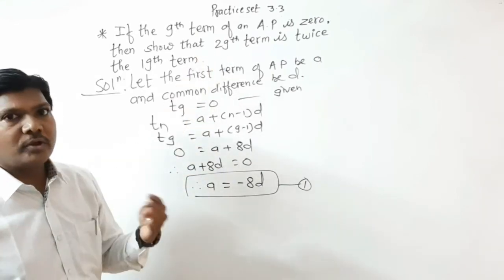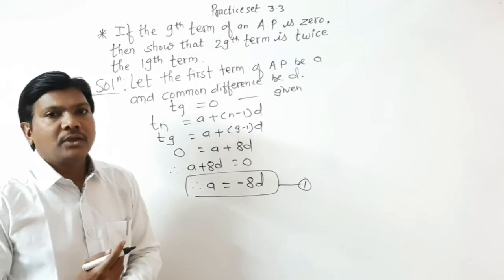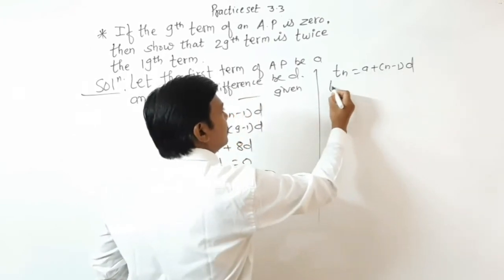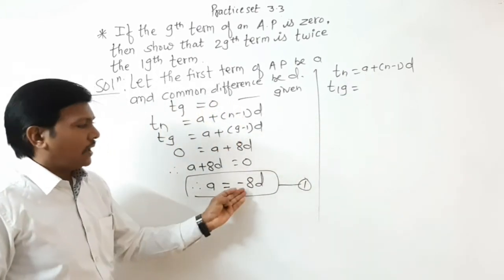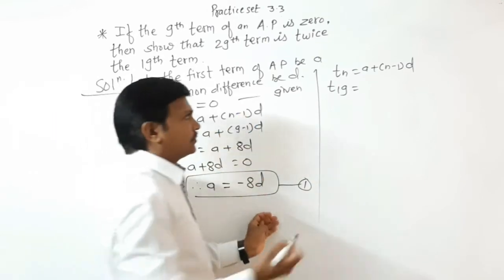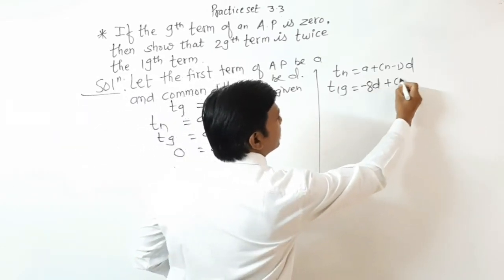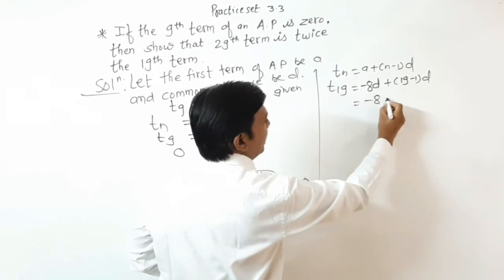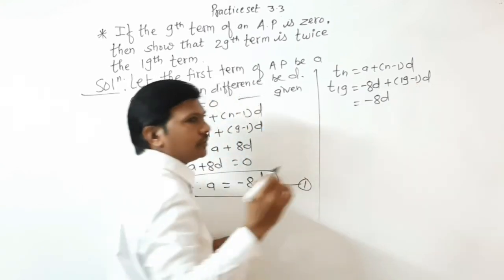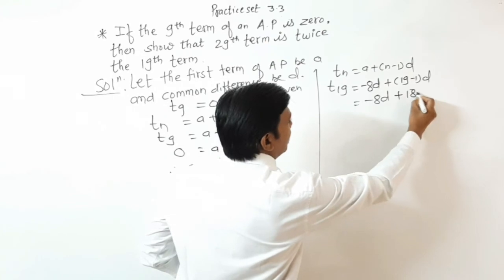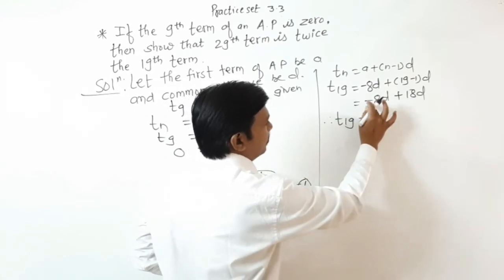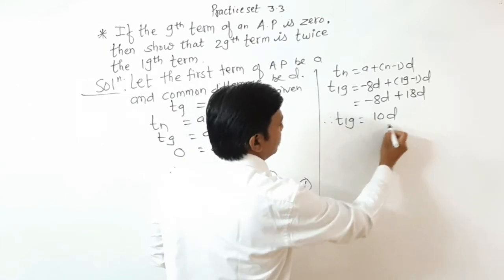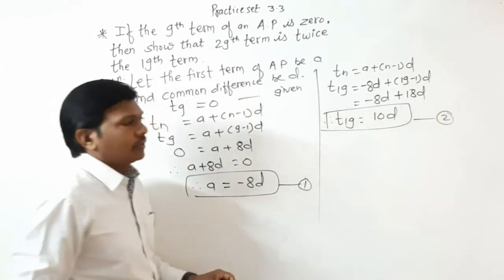So here we find the value of a, that is minus 8d. Then try to find T19 first. So again Tn equal to a plus n minus 1 into d, so convert this into T19. So you know a is minus 8d, so put here this value. So minus 8d plus n, that is 19, so 19 minus 1 into this d, so minus 8d plus 19 minus 1, that is 18, and 18 into d, that is plus 18d, and therefore this value T19 is minus 8d plus 18d, that is 10d. Suppose this is second.